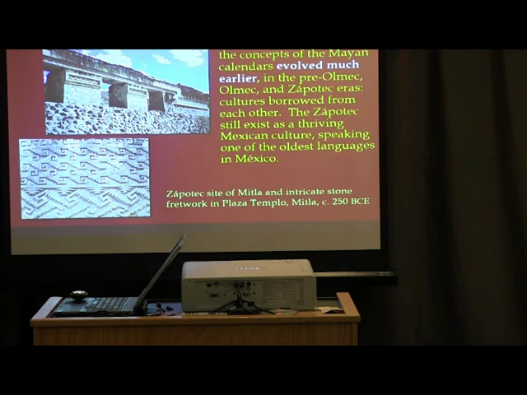Now, what we call the Maya calendars are not the Maya calendars. They're the Olmec, Epi-Olmec, and Zapotec calendars. They evolved much earlier. We're talking about at least 2800 BCE, at the very least. And things were pretty well developed by then, so as far as I'm concerned, it pushes it back even further, and no, there were no damn aliens involved.